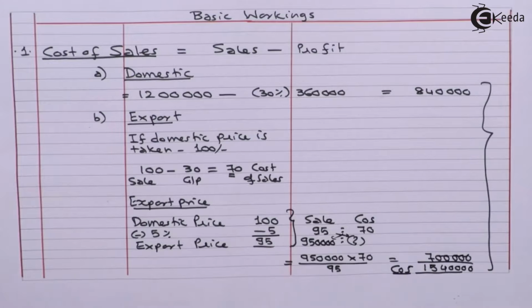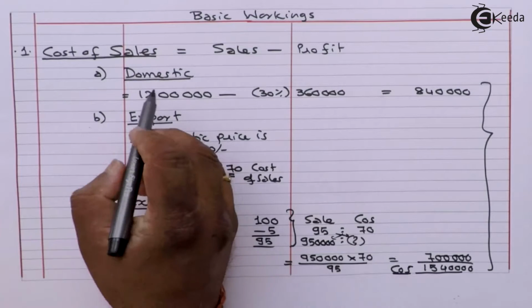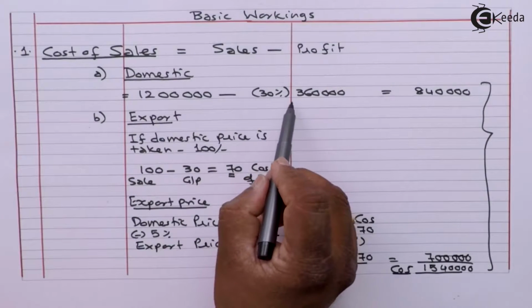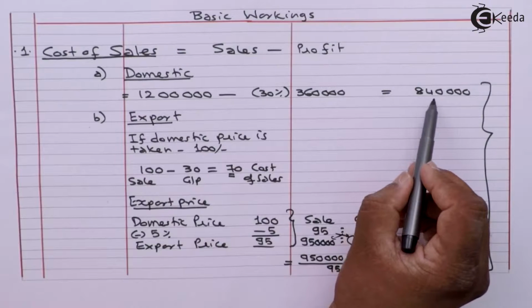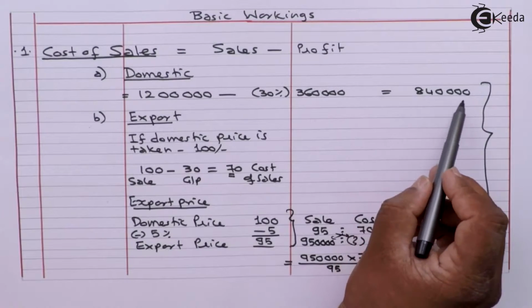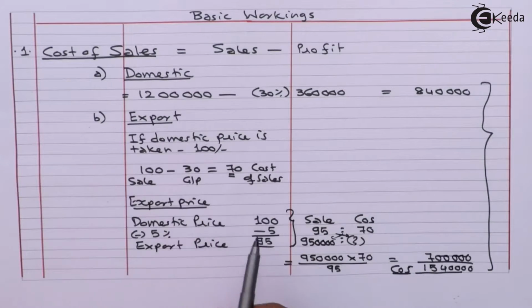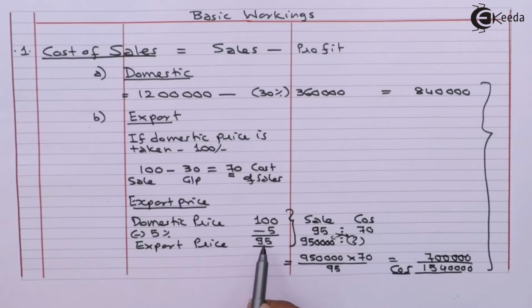This information we have calculated. Domestic sales minus gross profit, we got cost of sales for domestic market 8,40,000. Export price we have calculated as taking 5% less, 95. We got here cost of sales 7 lakhs. Total it is 15,40,000.